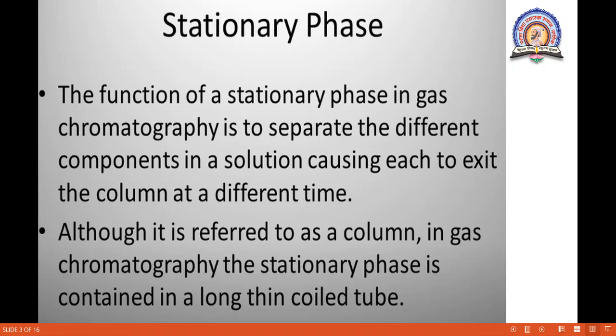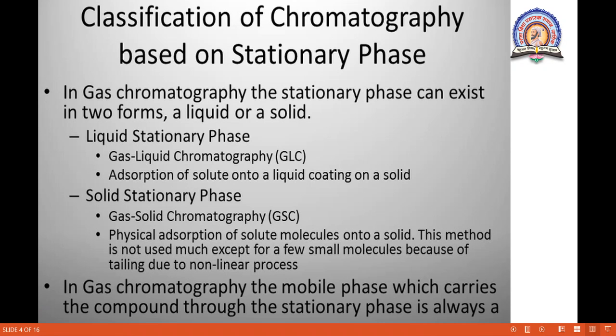Although it is referred to as a column in gas chromatography, the stationary phase is contained in a long thin coil tube. Then we see the classification of chromatography based on the stationary phase. Chromatography is classified according to the stationary phase. In gas chromatography, the stationary phase can exist in two forms, that is liquid or solid.